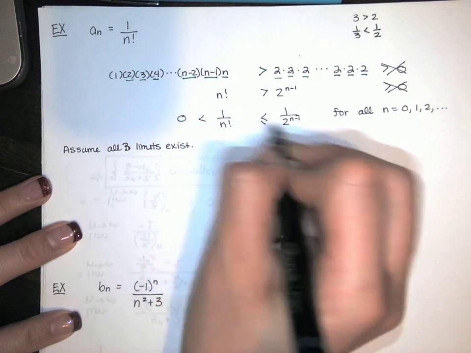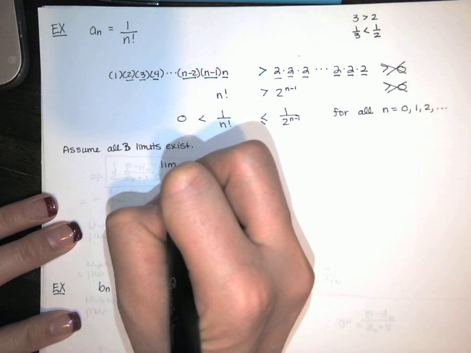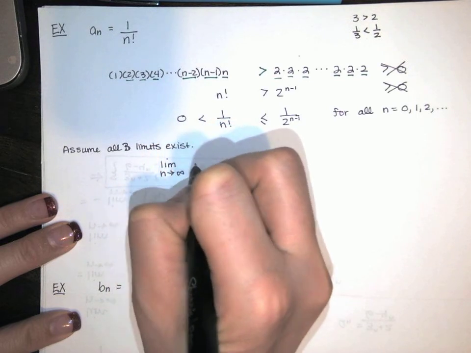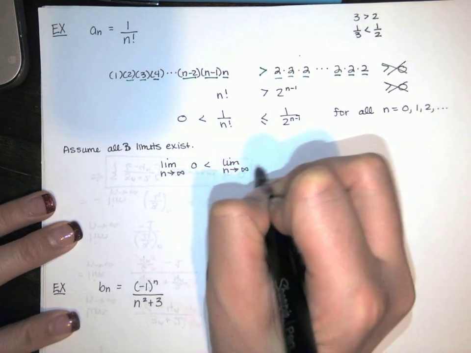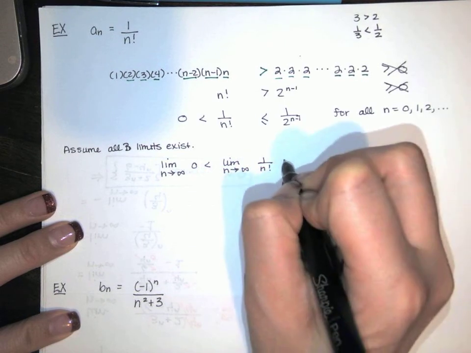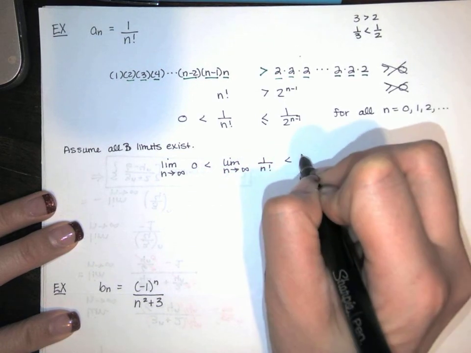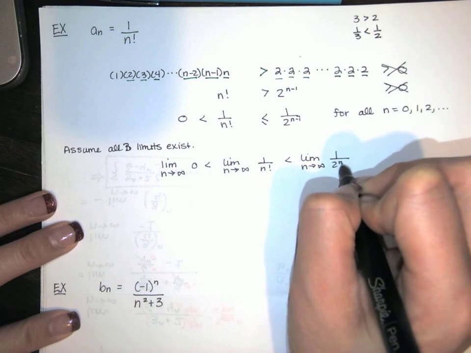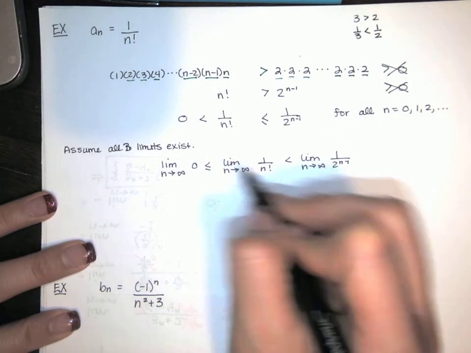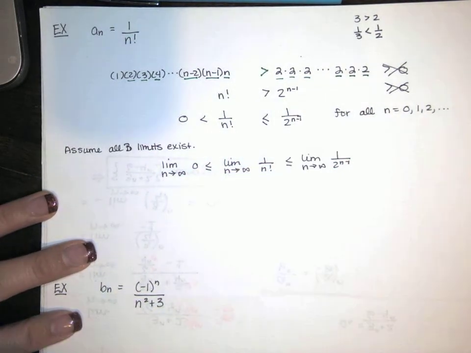And we'll take the limit of each part of this inequality. So I've got the limit as n goes to infinity of 0 is less than the limit as n goes to infinity of 1 over n factorial, which is less than the limit as n goes to infinity of 1 over 2 to the n minus 1. And I'm going to put less than or equal to signs because things get a little different when we add infinity.